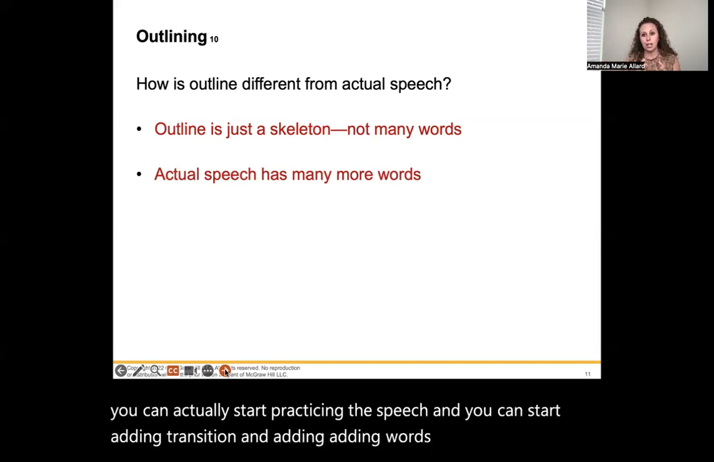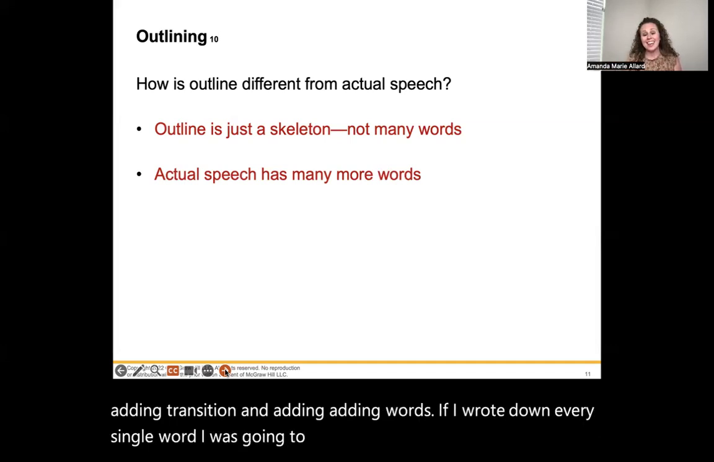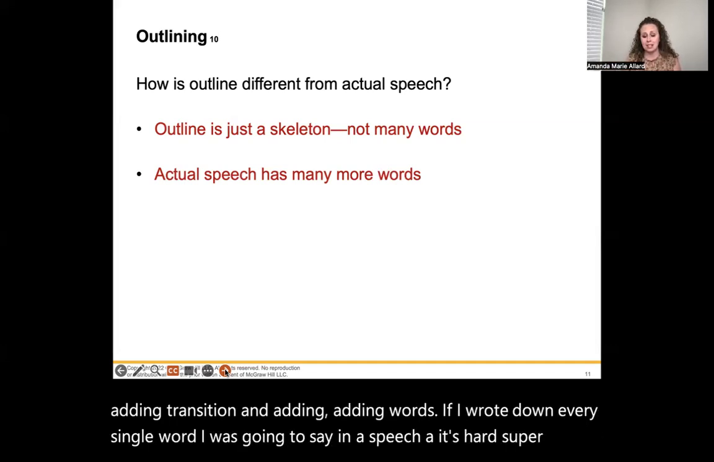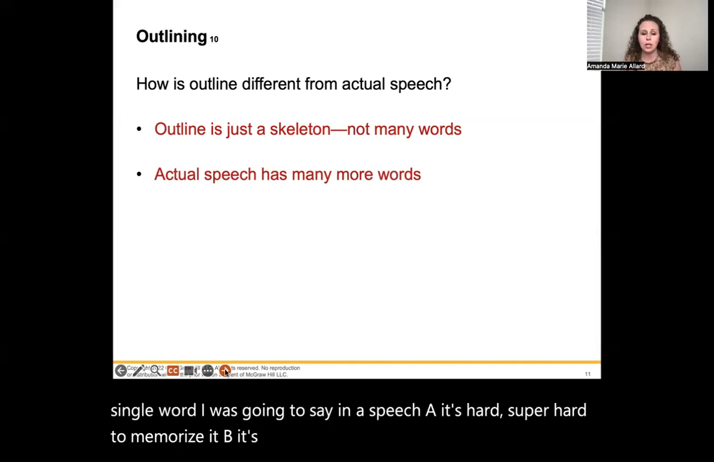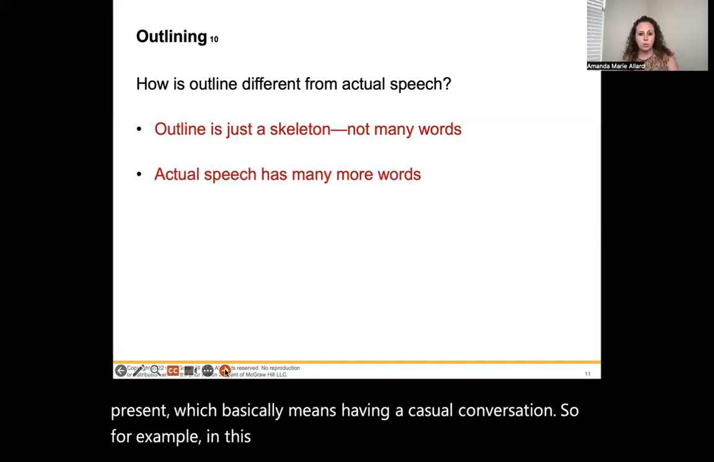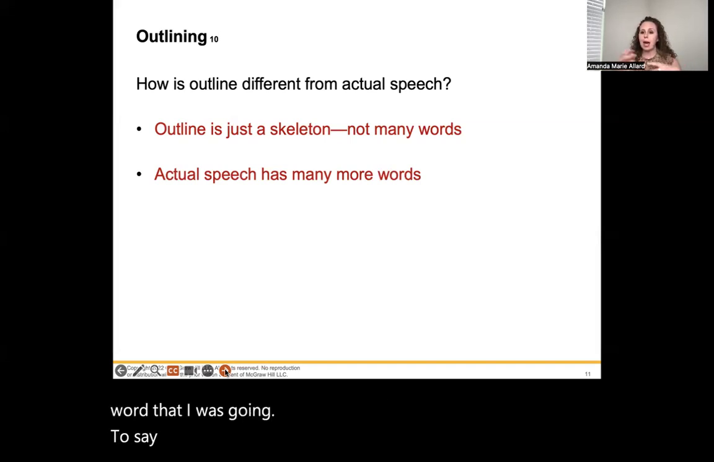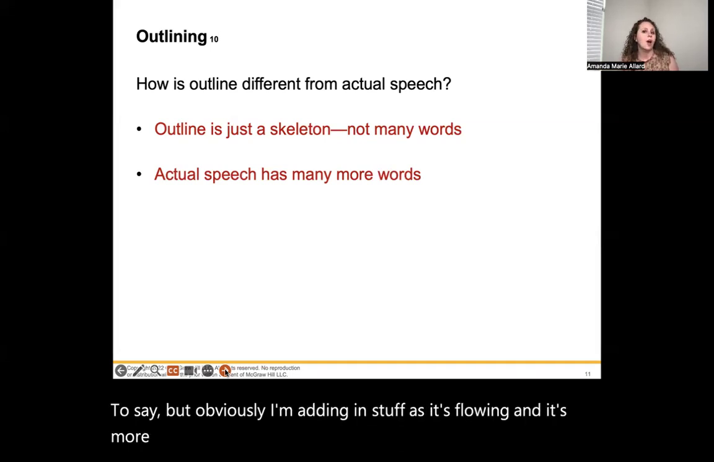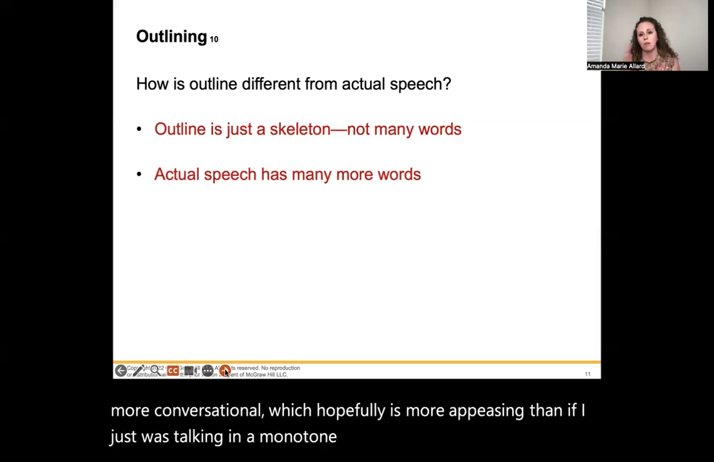If I wrote down every single word I was going to say in a speech, A, it's super hard to memorize it. B, it's important to be able to present extemporaneously, which basically means having a casual conversation. In this presentation, I didn't write down every single word, but obviously I'm adding in stuff as it's flowing, and it's more conversational, which hopefully is more appealing than if I were talking in a monotone voice and reading off of a teleprompter.